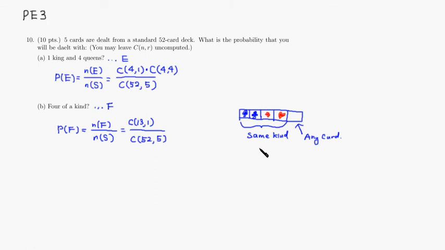After that, you can pick any card you want, and 4 cards are already chosen, so there are 48 cards left. Then you have to pick one. Therefore, multiply by the multiplication principle, combination 48, comma 1. So that's how you get the probability of F. That's it. I hope that this was clear.